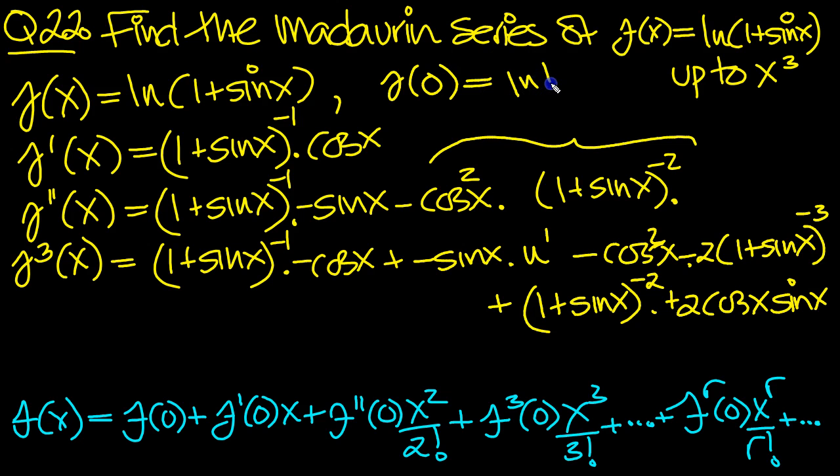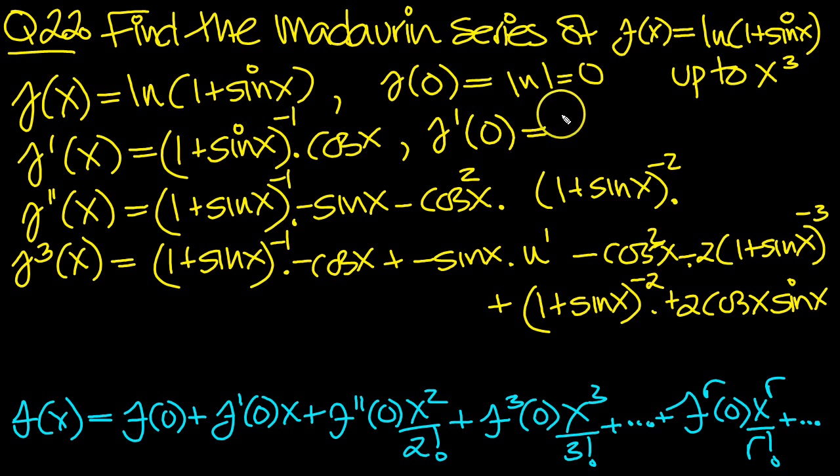F dash naught. So let's have a look at this now. So f dash naught is equal to sine naught is naught, 1 to a power is 1, cos naught is 1. So that's 1.